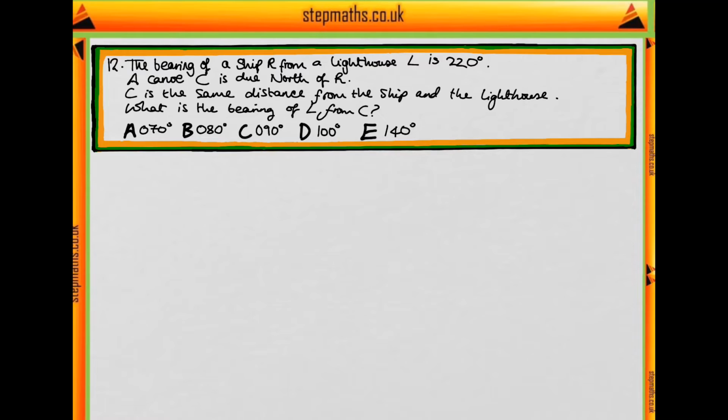This is question 12 of section 1 of the Natural Sciences Admissions Assessment Practice Paper 2017. And this is a question about bearings.